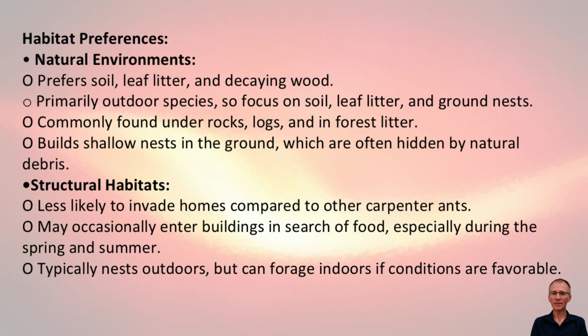Habitat preferences. Natural environments. Prefers soil, leaf litter, and decaying wood. Primarily an outdoor species, so focus on soil, leaf litter, and ground nests. Commonly found under rocks, logs, and in forest litter. Builds shallow nests in the ground which are often hidden by natural debris.